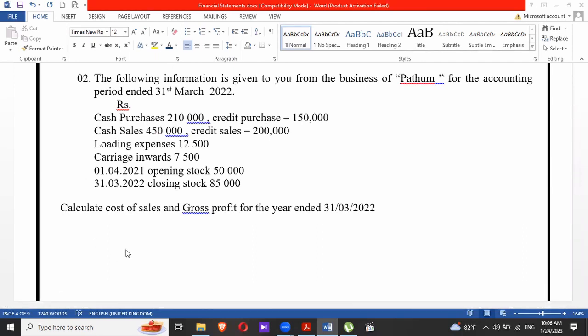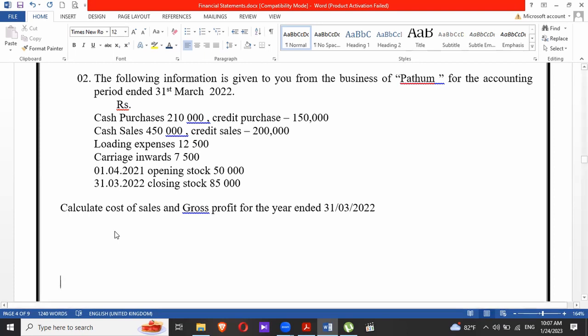Those who already completed, please send me your answers. Look at the second question. Following information is given to you from the business of Patroon for the accounting period ended 31st March 2022. Cash purchase, credit purchase separately given. So you have to add. Simple. Credit sales and cash sales separately given. You have to add. Loading expense given, carriage inwards given, and same as earlier, opening stock and closing stock given.